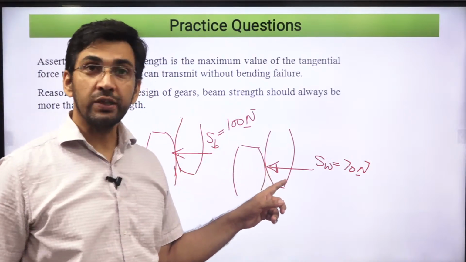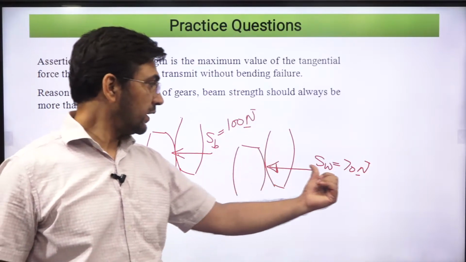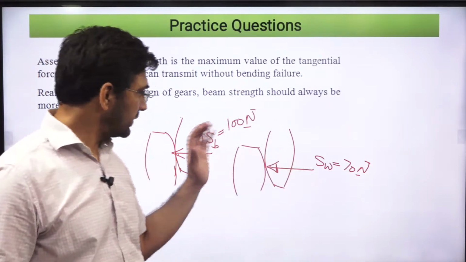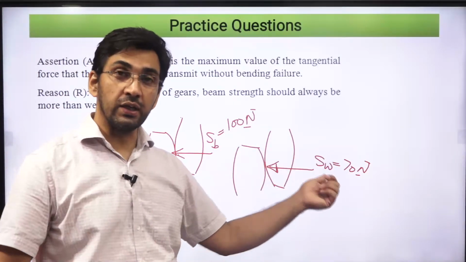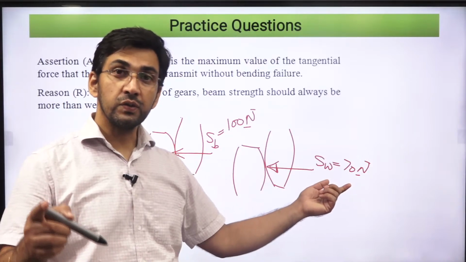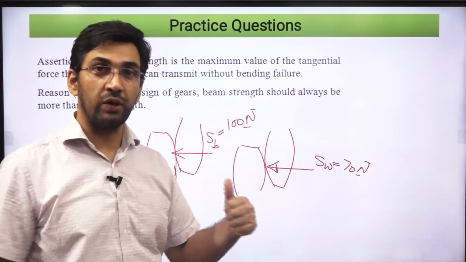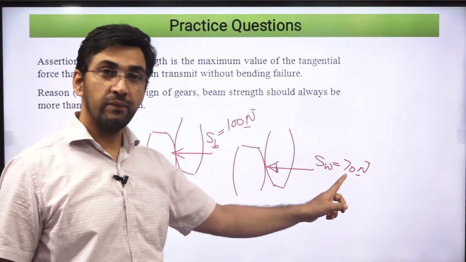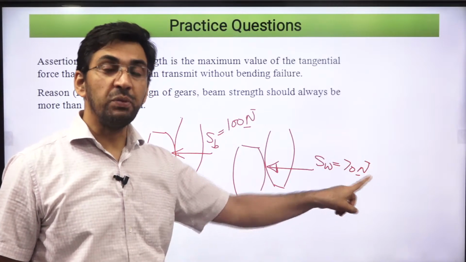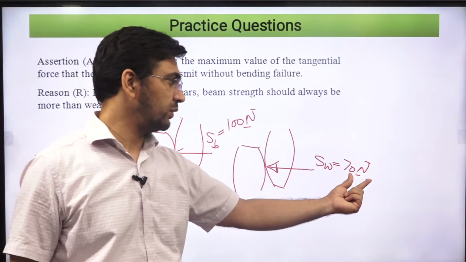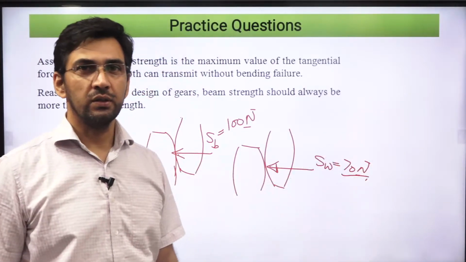But you also have to check for wear. So we discussed wear strength. What did we say? Again the same concept: what is the maximum tangential tooth load that I can apply on the gear tooth so that surface fatigue failure does not take place? Those pits that are going to be created should not develop. So what is the maximum load that your gear tooth can carry without pitting failure? Let's say I have taken a hypothetical value. It may be more or less, I don't know. But anyway, let's say this is 70 Newton.